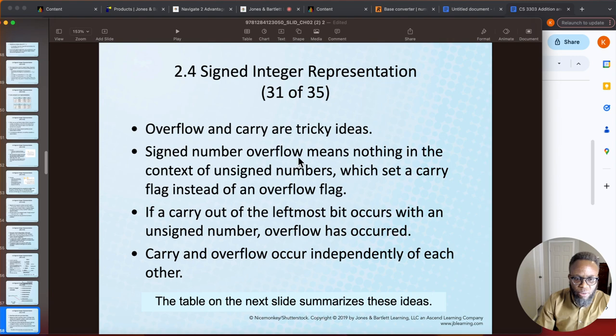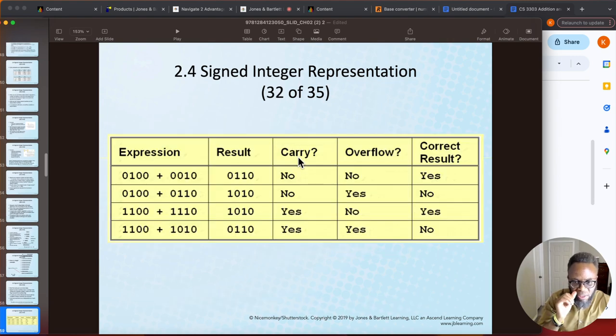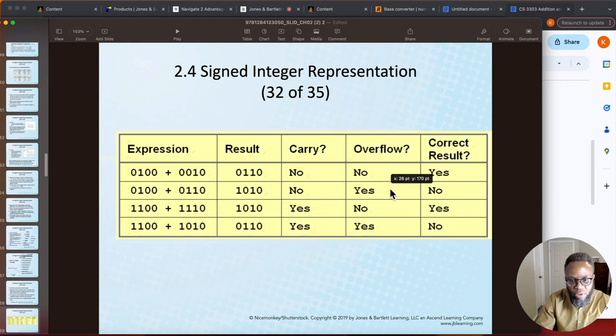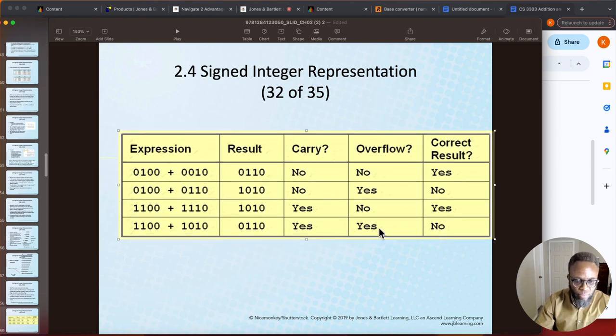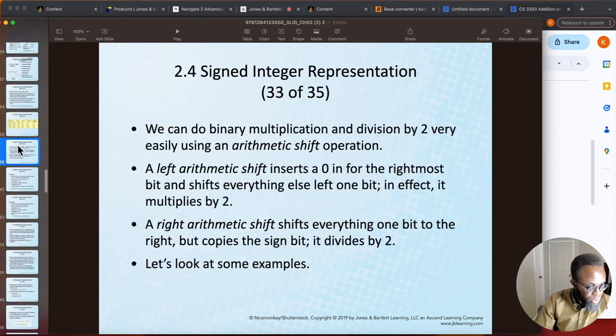This slide talks about overflow, which again, please go through. I talked about that: carry and overflow. Typically, when you have an overflow, there is generally a problem. As you can see here, in those two cases where you have an overflow, there's a problem. Okay, so go through that. And if you have any questions, please let me know.